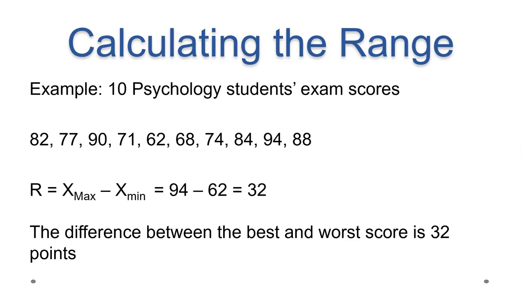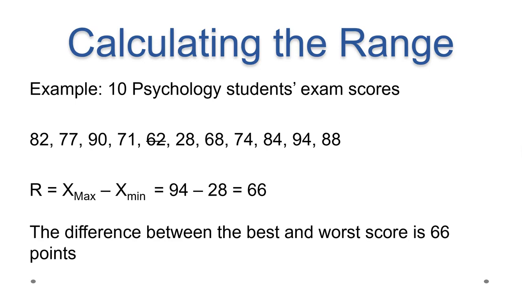All the students in the class scored between 62 and 94 points on this exam. The range is affected by outliers or extreme values in the data set, so the range is not resistant to outliers. If the student with the worst score of 62 actually didn't study and scored even lower, like 28, the range becomes 94 minus 28, which is 66 points. So the difference between the best and worst score here is 66 points.